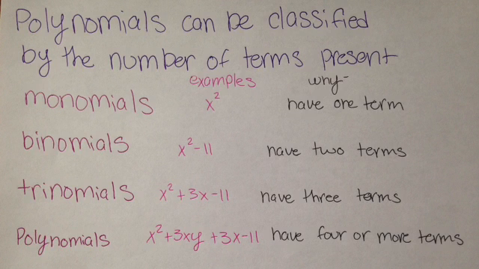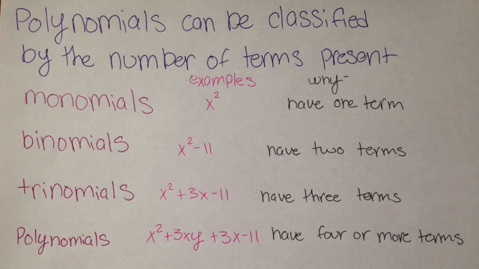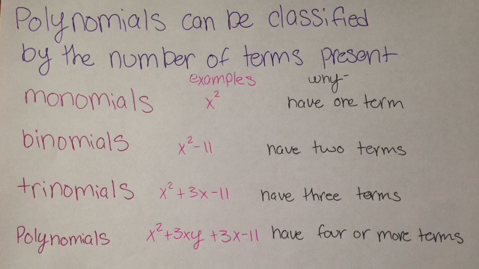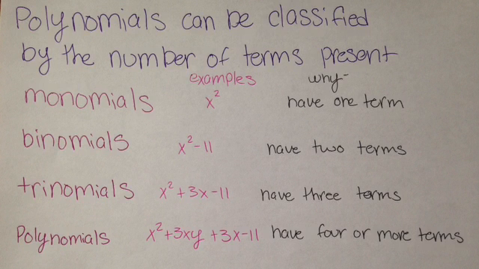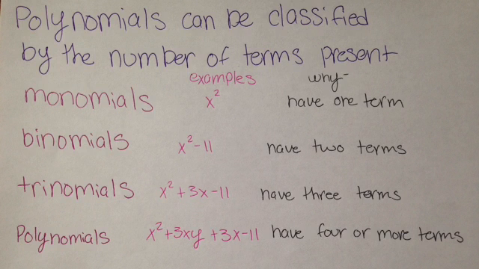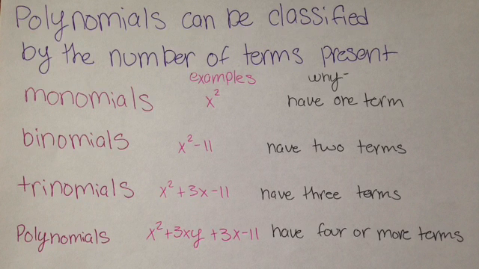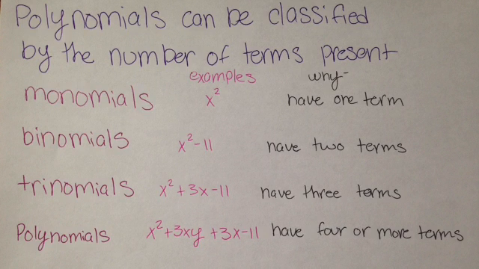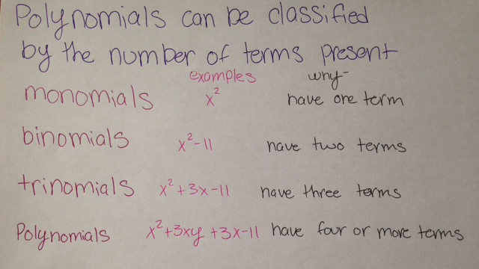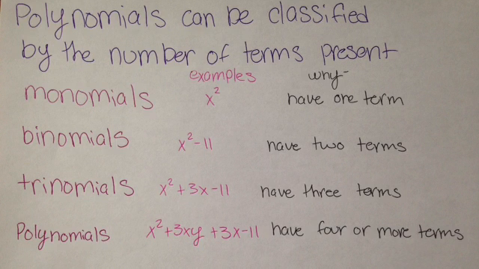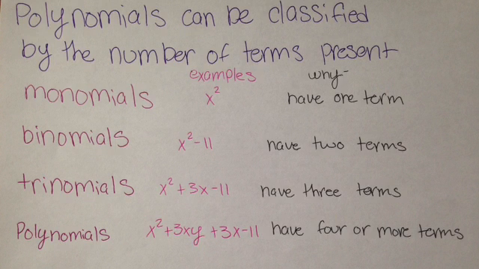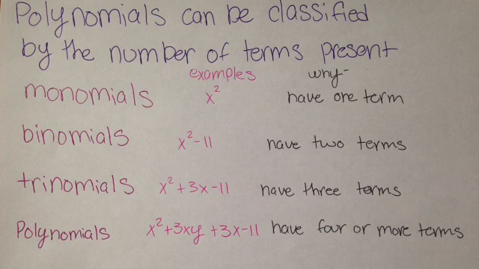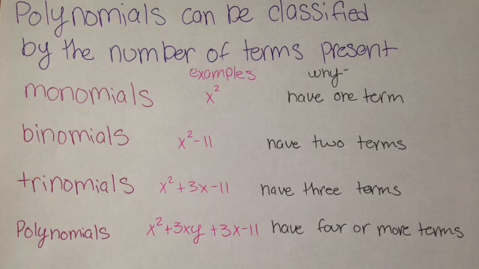Now, they are classified as monomials, binomials, trinomials, and polynomials because monomials have one term, so that one term is just the x squared. Binomials have two terms, one term being the x squared, the other term being minus 11. Trinomials have three terms, one term being x squared, the other term being 3x, and the last term being minus 11. Polynomials have four or more terms. In the example, one term was x squared, the other plus 3xy, another plus 3x, and the last was minus 11.